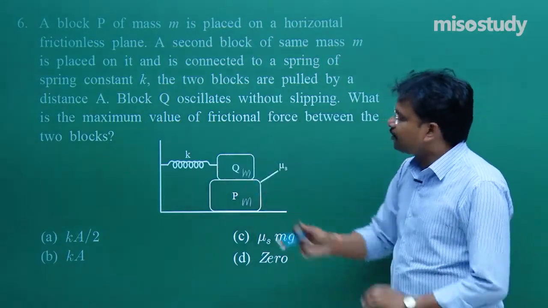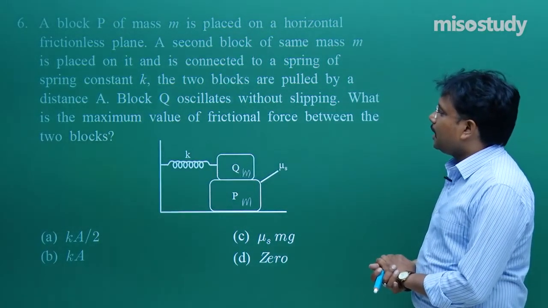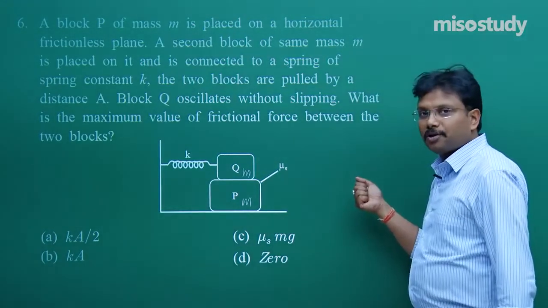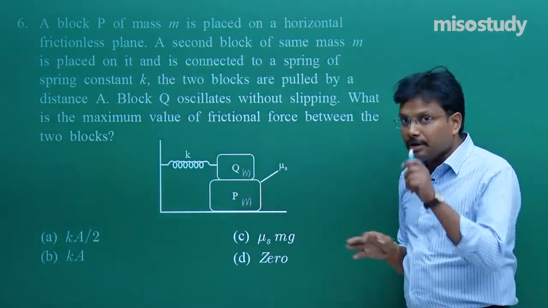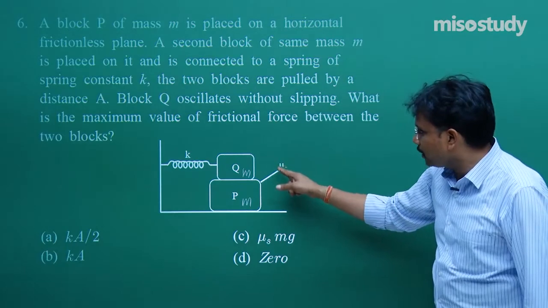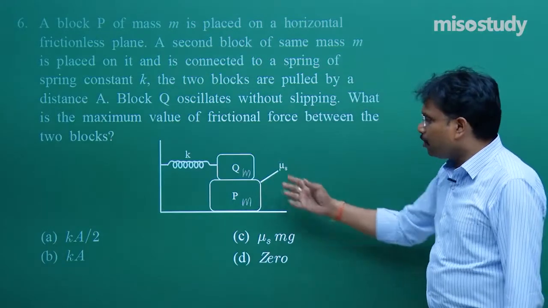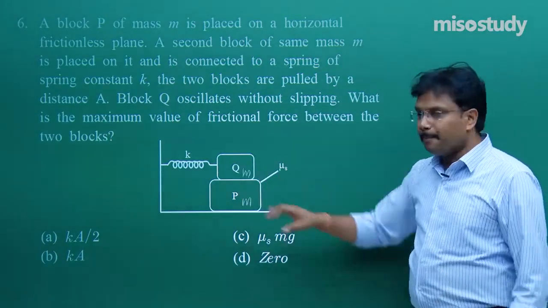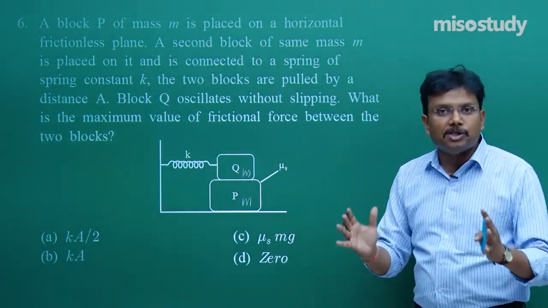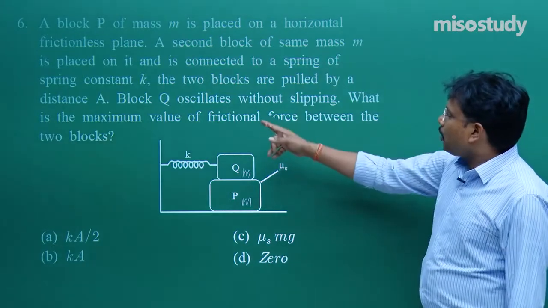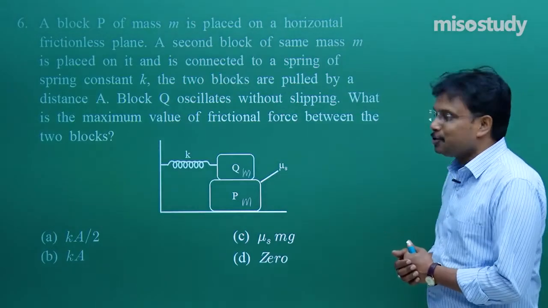Now this upper block is connected with a spring. The two blocks are pulled by a distance a, like this. Block Q oscillates without slipping. The reason is that the coefficient of friction between the Q and P surfaces is present, so because of that force of friction, Q and P will remain in contact up to a specific amplitude value. So block Q oscillates without slipping. What is the maximum value of frictional force between the two blocks?